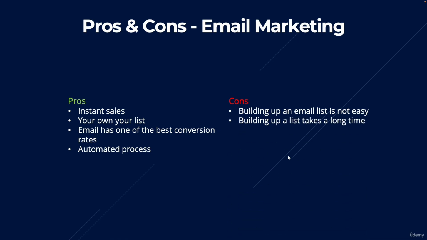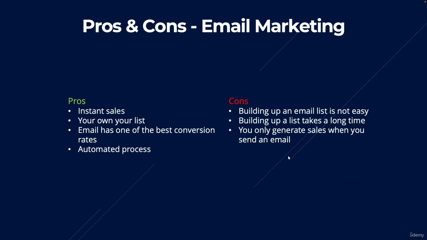The second con is that building up an email list takes a long time. If you only have 10 people on your email list, well, you're not going to generate that much affiliate revenue. To generate real, solid, tangible results, you want to have at least 1,000 people on your email list.